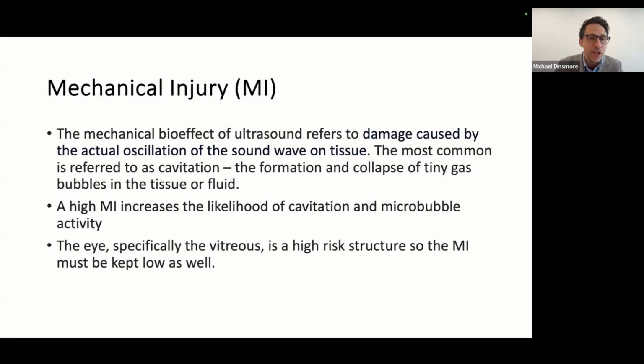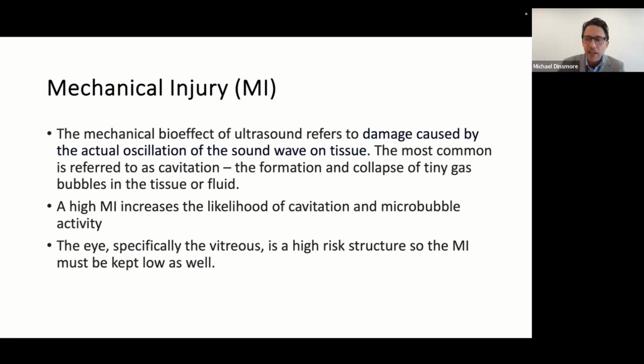Same with mechanical injury. Obviously we're concerned about small microcavitations from the frequency and the oscillations of the sound waves, or the ultrasound waves, sorry. Again, as the MI increases, we have an increased likelihood of causing this. Because the eye has the vitreous fluid, it's slightly high risk. So we want to keep the MI as low as possible as well.